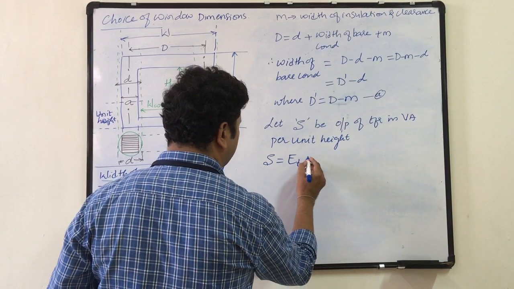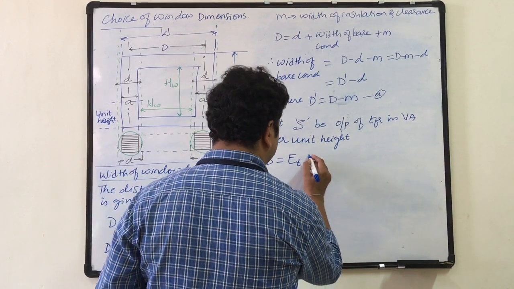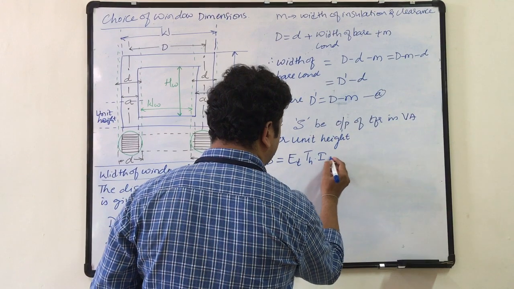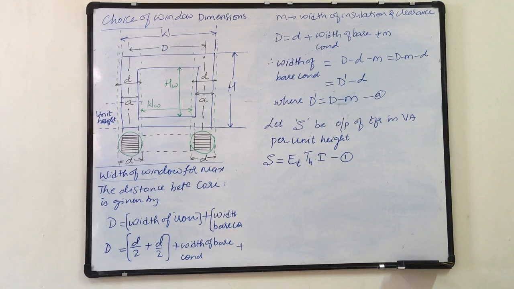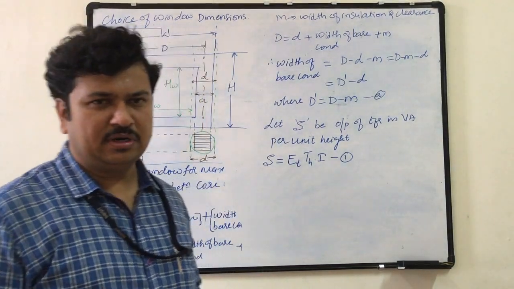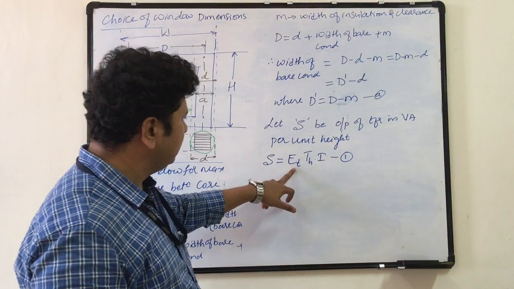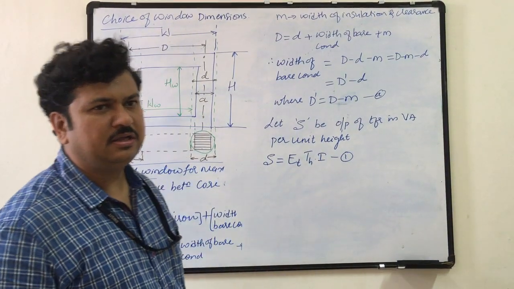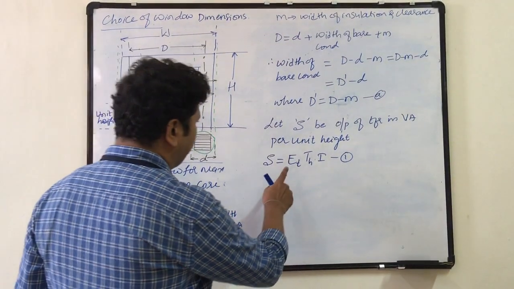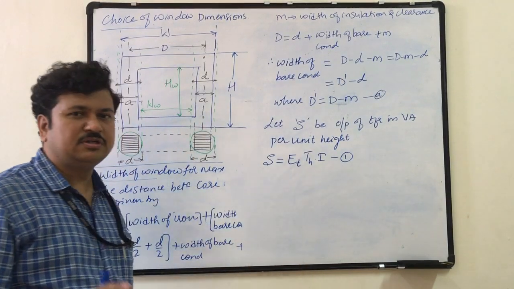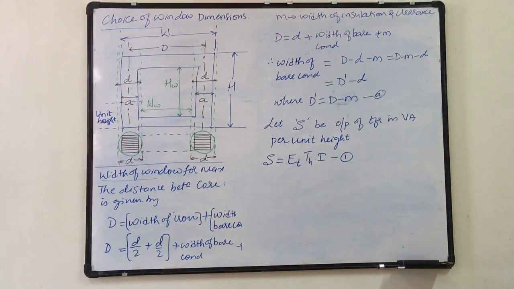ET into TH into I. This is equation 1. ET is EMF per turn multiplied by number of turns. If I take EMF per turn multiplied by number of turns in primary, that becomes primary voltage. If I take EMF per turn multiplied by secondary number of turns, it becomes secondary voltage. But now what I will do, I will take EMF per turn multiplied by number of turns per unit height. That will become the voltage per unit height multiplied by the current.